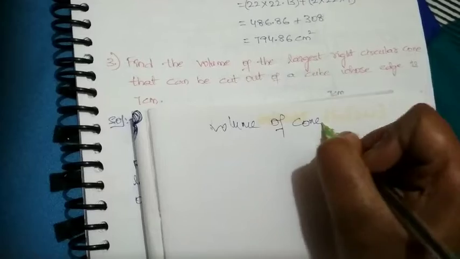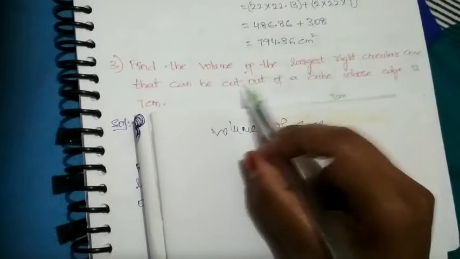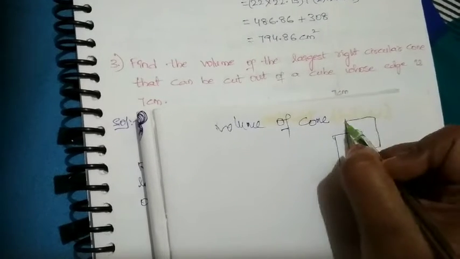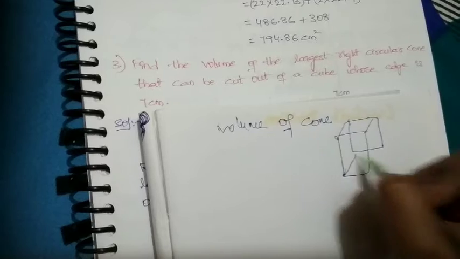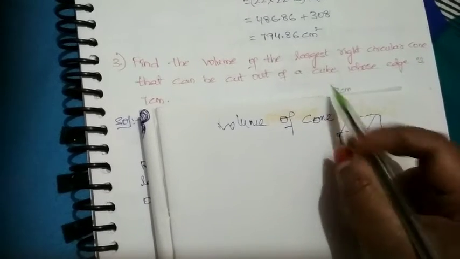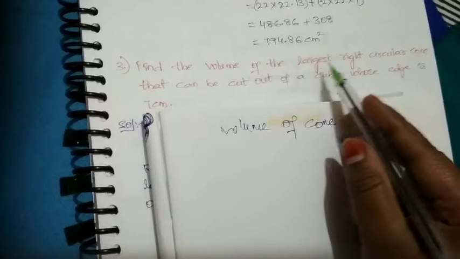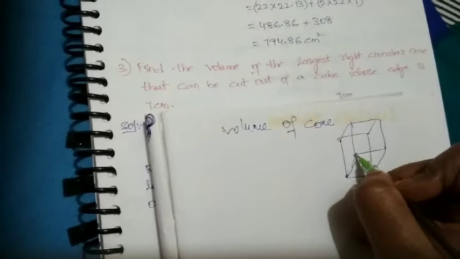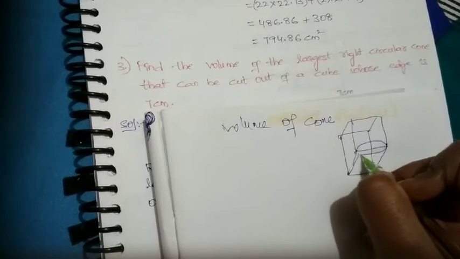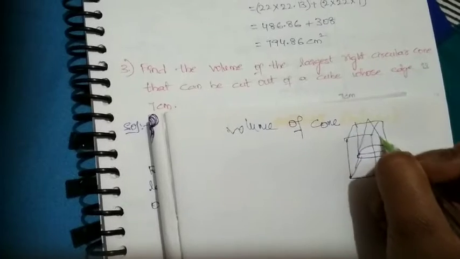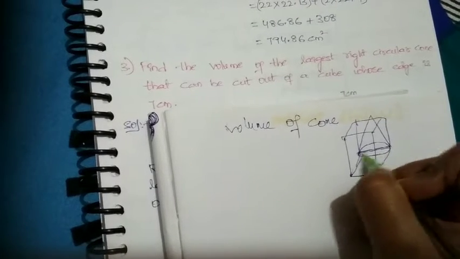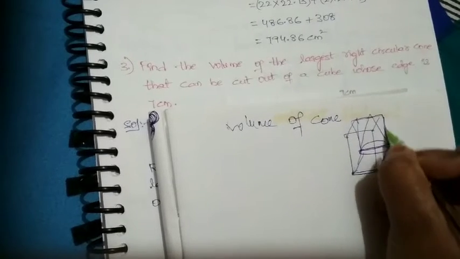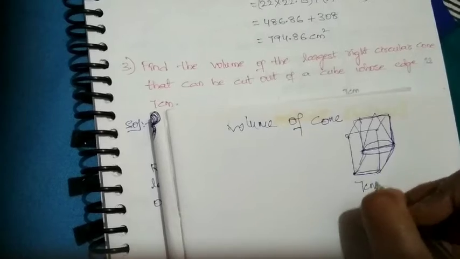Here he mentioned the largest circular cone that can be cut out of a cube. We should cut the cone from the cube such that it is the largest circular cone. The cone will be the largest one from the cube when the cone diameter is equal to the side of the cube. This is the side. All sides are equal, right? Here he gave each side as 7 centimeters.